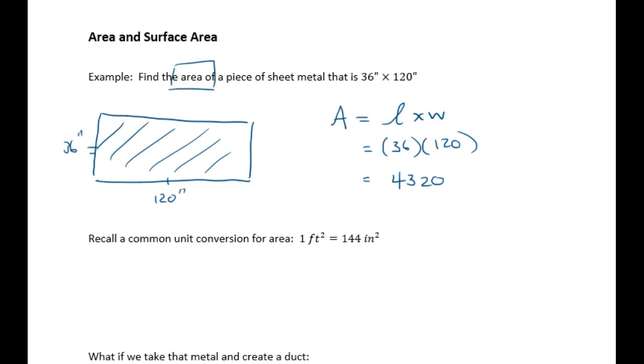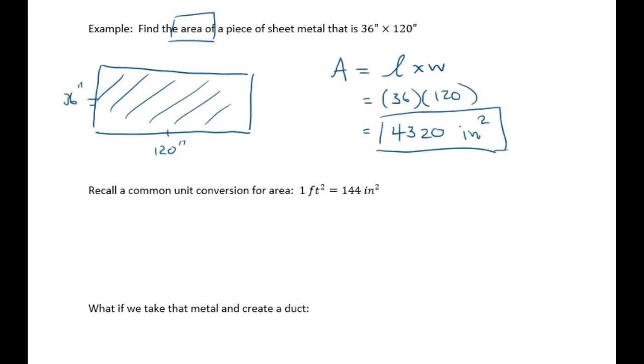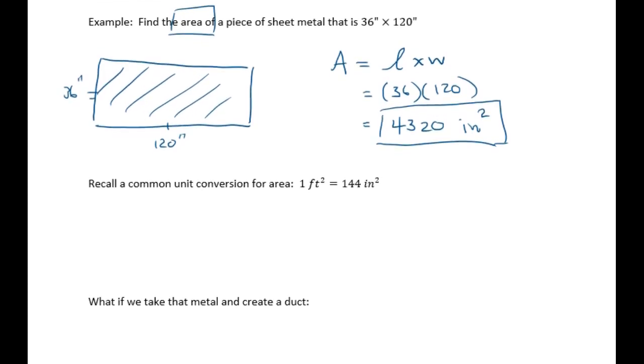4,320 in a numerical sense, but we always want to be thinking about our unit. So in the area situation, we're doing inches times inches, so we end up getting inches squared in the end. So that piece of sheet metal, in an area sense, is 4,320 inches squared. In general, we wouldn't quote a number in that relationship. More commonly, we might use something like feet squared.